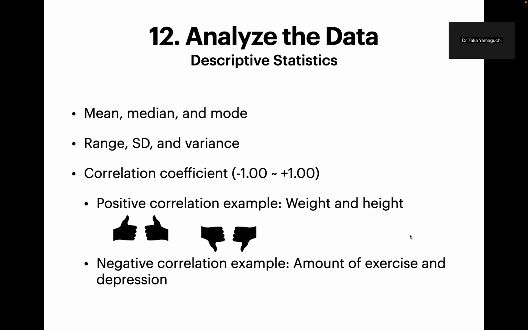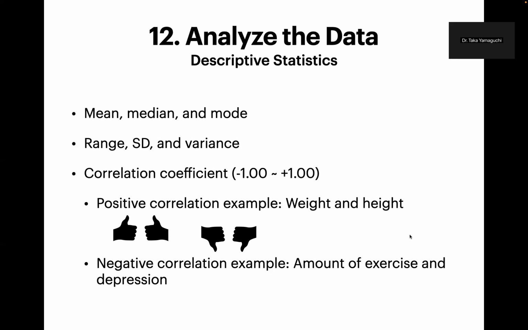So I want you to use your fingers, the actual fingers, to demonstrate this. Each hand represents a different variable, and when the finger is pointing up, that means that the variable increases, right? If the finger is pointing down, that means that the variable decreases. So using two hands, when both fingers are pointing in the same direction, whether it's up or down, you are describing a positive correlation.